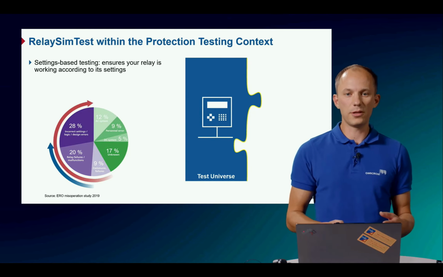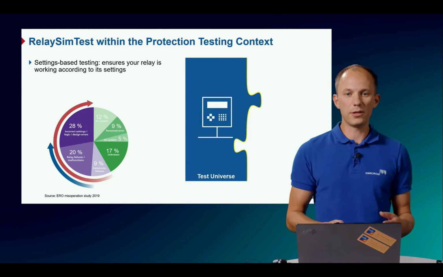And this also includes communication. So you see this 9% are also causes for misoperations. So you need to test the communication as well of a protection system. And that's often not done with Test Universe, but with our second tool, Relay Sim Test, that's now much easier because you can control multiple CMCs with just one PC.